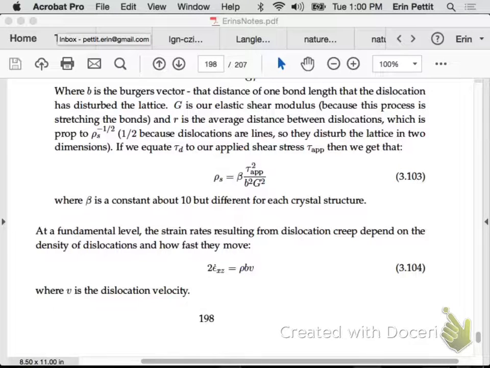ends up helping define our material, ends up controlling the viscosity. It's related to temperature, it's related to the properties of the material in terms of the shear modulus, so how easy it is to stretch those bonds, the elasticity of the bonds.